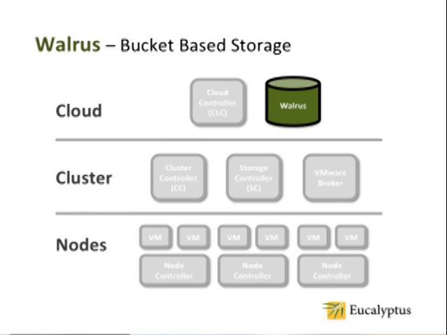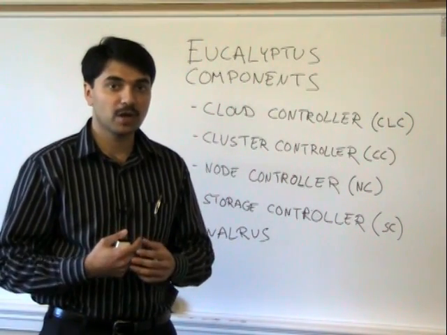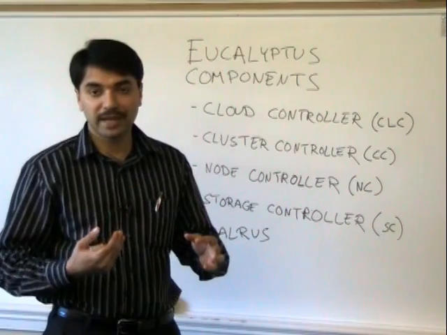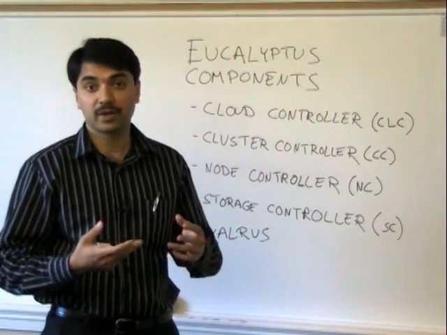And Walrus is equivalent to Amazon's S3, simple storage service in Amazon Web Services, Amazon AWS. And Walrus is the Eucalyptus component which implements S3-like functionalities. It's a bucket-based storage system. It's a put-get kind of a storage model where you can create buckets, put objects or get objects from these buckets, or create or delete buckets.